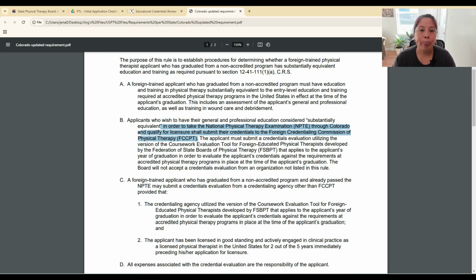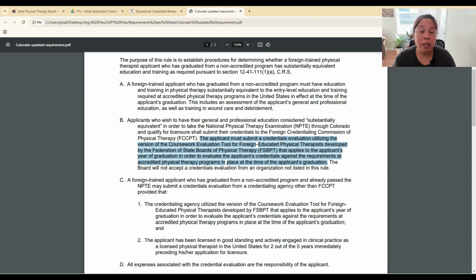Only FCCPT. The applicant must submit a credentials evaluation utilizing the version of the coursework evaluation tool for foreign educated physical therapists developed by FSBPT that applies to the applicant's year of graduation, in order to evaluate the applicant's credentials against the requirements at the accredited physical therapy programs in place at the time of the applicant's graduation. So it becomes very clear now that if you're going to apply to Colorado, they will grandfather you based on the year that you graduated and what the coursework tool is for that year.